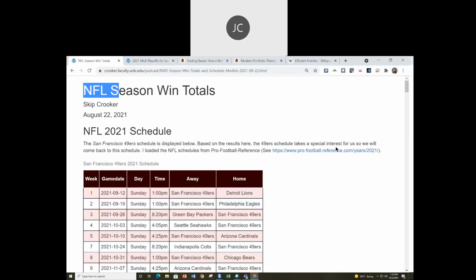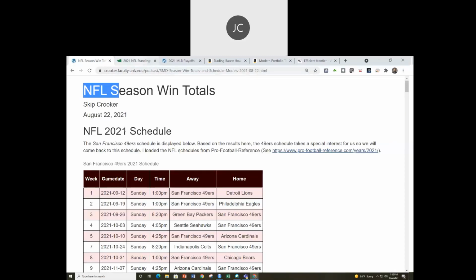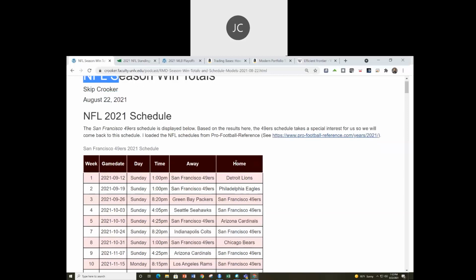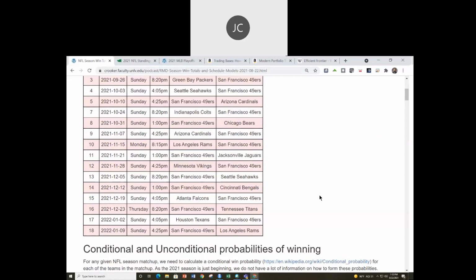I get the football schedule from profootballreference.com. As an example of a team schedule, I pulled up here all the games that involve the San Francisco 49ers, so home and away games. I'll come back to why I'm looking at the San Francisco 49ers after some analysis below.